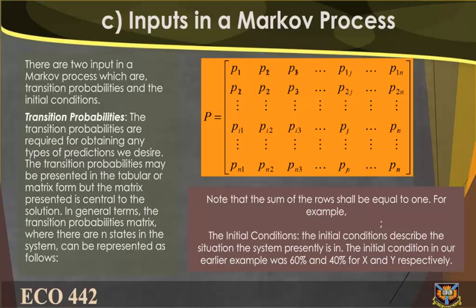C. There are 2 inputs in a Markov process, which are transition probabilities and the initial conditions. Transition probabilities. The transition probabilities are required for obtaining any types of predictions we desire. The transition probabilities may be presented in tabular or matrix form, but the matrix presentation is central to the solution. In general terms, the transition probability matrix, where there are n states in the system, can be represented as follows. See table. Note that the sum of each row shall be equal to 1. Initial conditions. The initial conditions describe the situation the system presently is in. The initial condition in our earlier example was 60% and 40% for X and Y respectively.